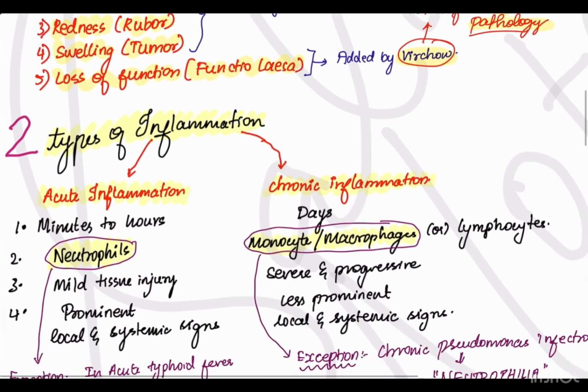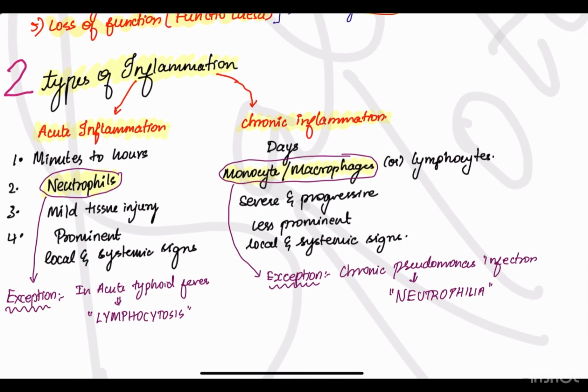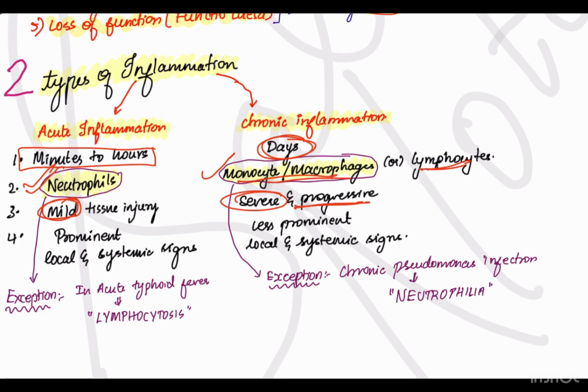Next, after the 5 cardinal signs of inflammation, we have to know the 2 major types of inflammation, which we have to know each in detail. This will be uploaded in subsequent videos. So first, we have to know the differences between acute inflammation and chronic inflammation. We already know that acute means it lasts for minutes to hours, whereas chronic means it lasts for days. The cells involved in acute inflammation are predominantly neutrophils, and in chronic inflammation are predominantly monocytes or macrophages or even lymphocytes. In acute inflammation, there is mild tissue injury, but in chronic inflammation, there will be severe and progressive inflammation happening from days to years.